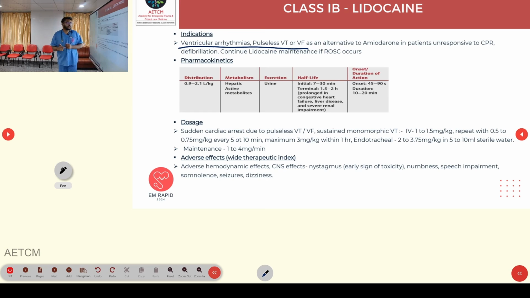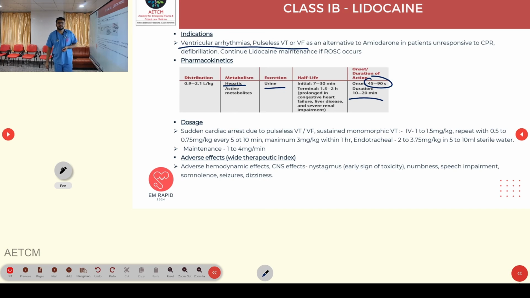And we should also continue the lidocaine maintenance. Once we start it during the resuscitation, we'll have to continue it post-ROSC as well. And this is the metabolism: it's mainly by hepatic metabolism, and the excretion is via urine. The onset of action is around 45 to 90 seconds and lasts for around 10 to 20 minutes.